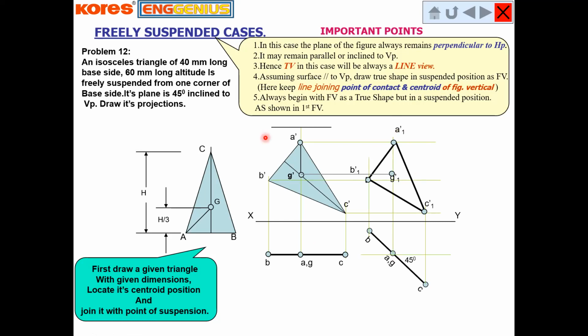And in this case, we have freely suspended the object by attaching one string at the corner A. Clear? In that case, the point and the line joining it to the centroid must remain in a vertical condition. Clear? So this is the answer for this problem.